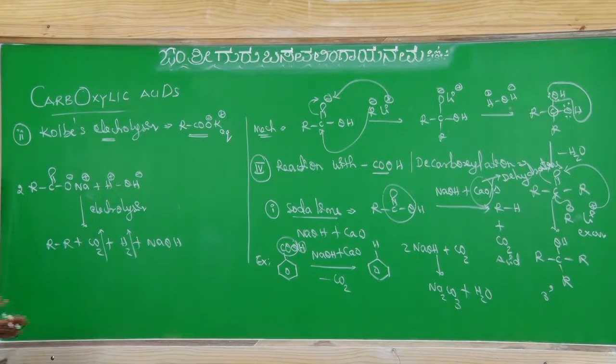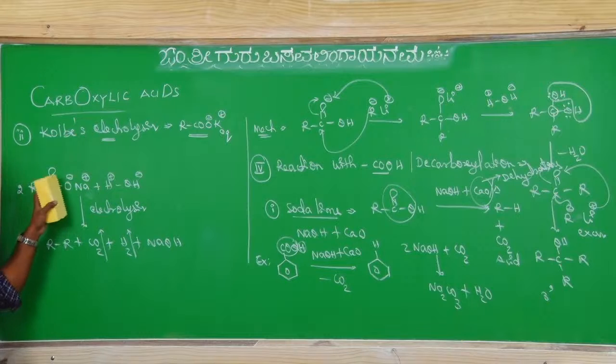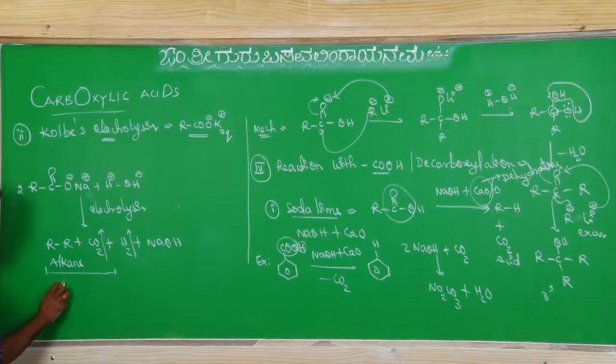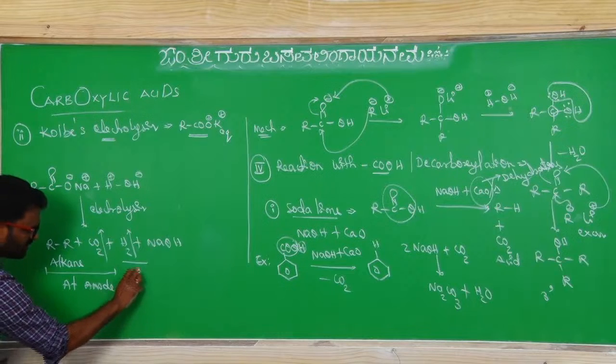Here you can get alkanes like ethane, butane. You will get an even number of hydrocarbons. From this Kolbe electrolysis, you can prepare only an even number of carbons; you cannot prepare methane. Here R can be any alkyl group. Now let me explain the mechanism. Carbon dioxide and the alkane you will get at the anode. At the anode you will get these two products. This H2 you will get at the cathode.